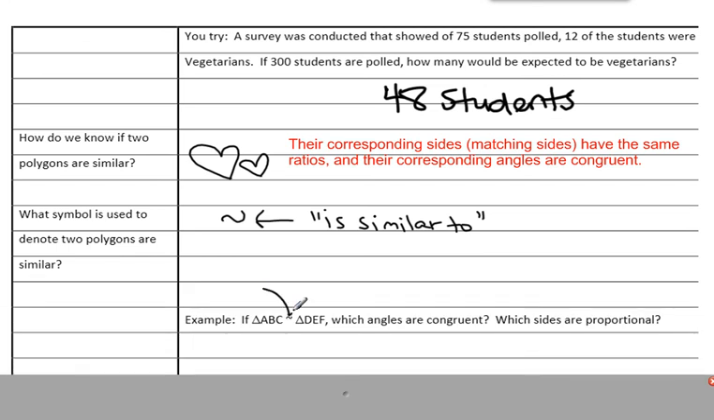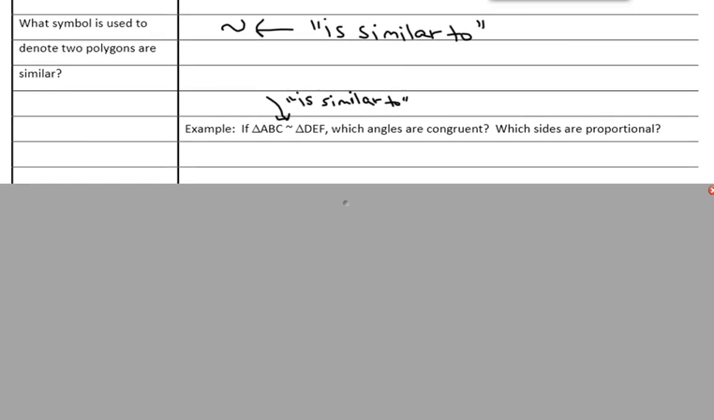So right here, that symbol reads "is similar to." Again, remember that similar polygons have proportional sides and their angles are congruent. So if triangle ABC is similar to triangle DEF, which angles are congruent? And you may be saying, well, where's the picture?